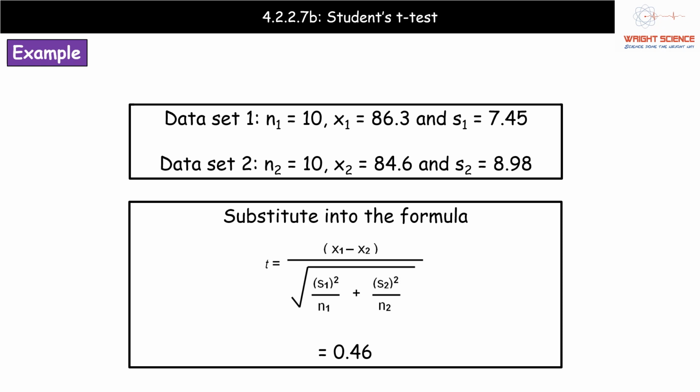So what we're going to do is use our t-test formula that I've given us here, and we just substitute in those values. So x1 is 86.3, x2 is 84.6, so 86.3 minus 84.6 divided by the square root of, and make sure we're using brackets appropriately on our calculator here, folks, to not get weird answers. So standard deviation 1 squared, which is 7.45 squared, divided by 10, plus standard deviation 2 squared, 8.98 squared, divided by 10, and that gives us our answer of 0.46.